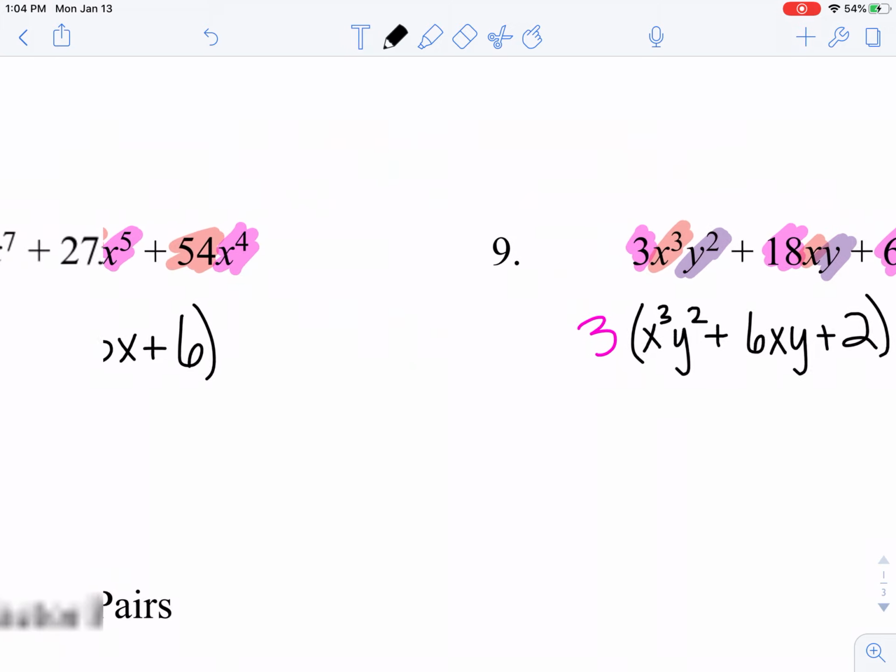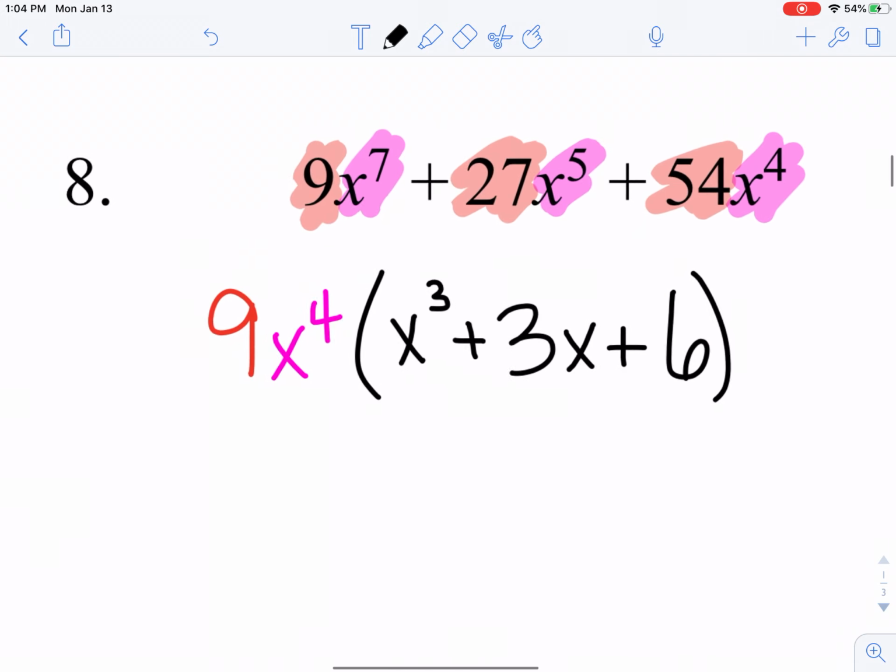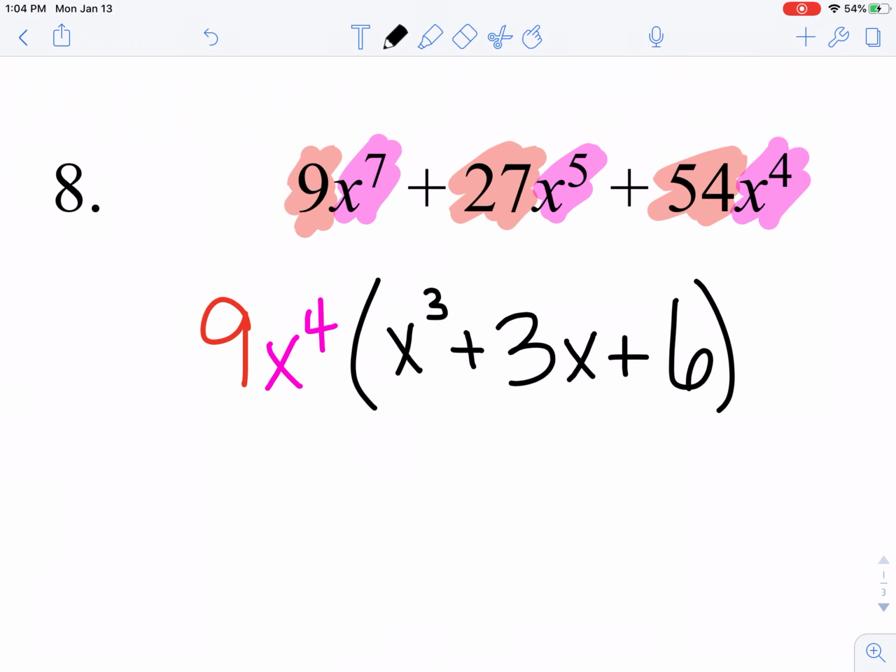Alrighty, so if we talk about these ones, let's look back at number 8. So number 8, I looked again at my coefficients. First, I see I have a 9, a 27, and a 54. I know all 3 of those are divisible by 9, so I take out a 9. Then I look at my variables. So I have an x raised to the 7th, an x raised to the 5th, and an x raised to the 4th. So my smallest power, or the highest power that I can take out, is that x to the 4th. So I take out that x to the 4th, and then I have to write what's left over when I divide each of my terms by 9x to the 4th.